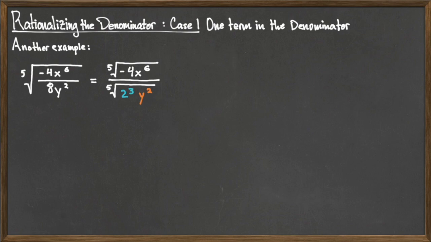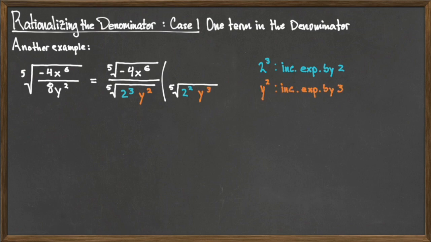Now everything in that denominator radicand needs a power of 5. So I can increase the exponent of 2 to the third by 2, and I can increase the exponent of y squared by 3. Doing so, I will introduce the new term, the fifth root of 2 squared times y cubed. Since I built this term in the denominator, I need to copy it in the numerator so that my multiplication of 1 is complete.